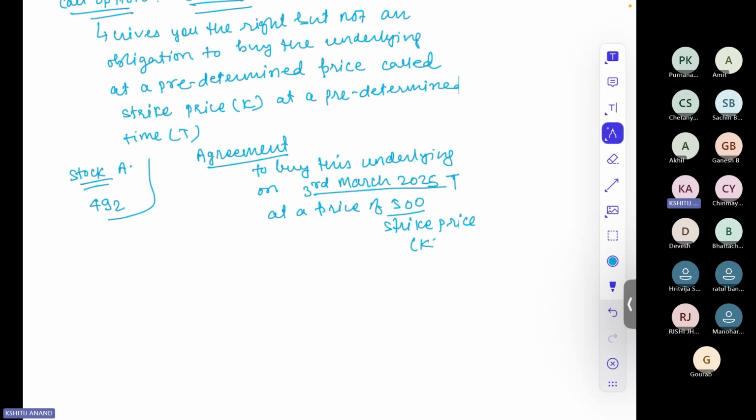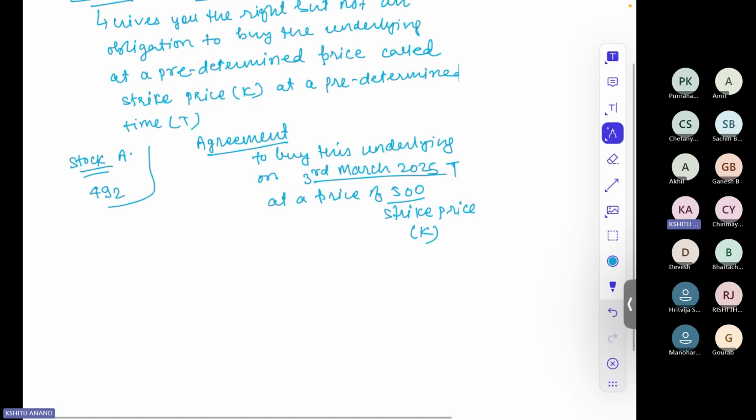Otherwise, if the price in the market is lesser than 500, then you are not under an obligation to follow this agreement. You are not under an obligation to buy the underlying from the person, right? From the call option seller, right? So that is what a call option is. Okay, clear till now?